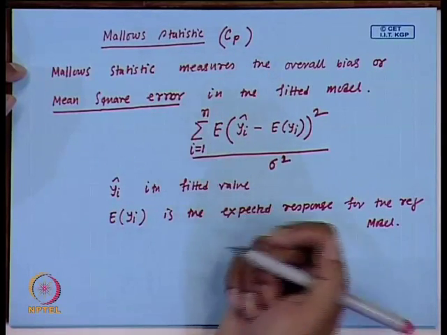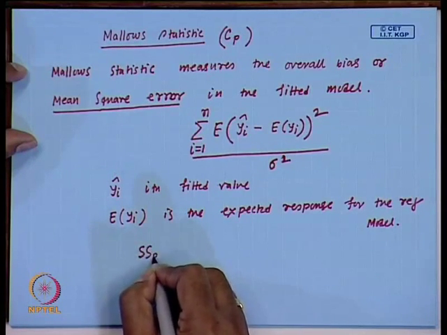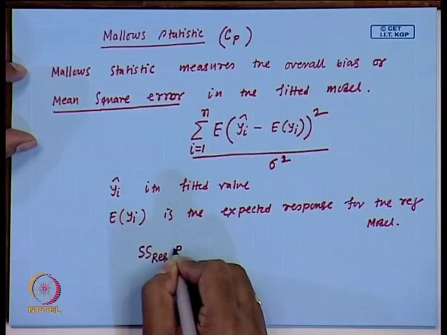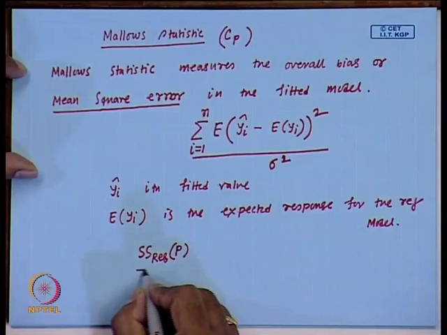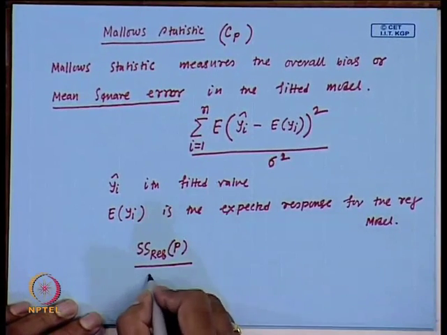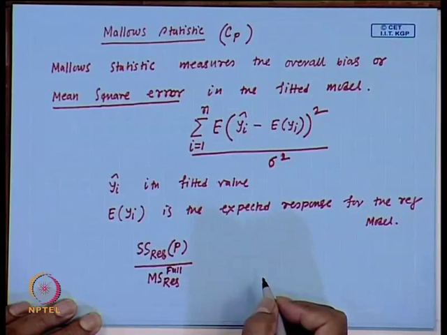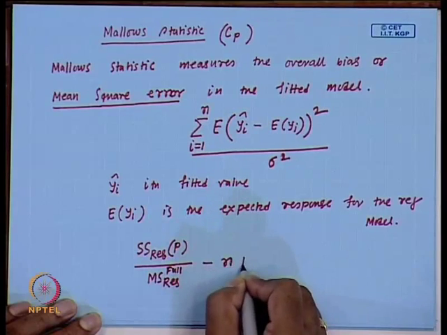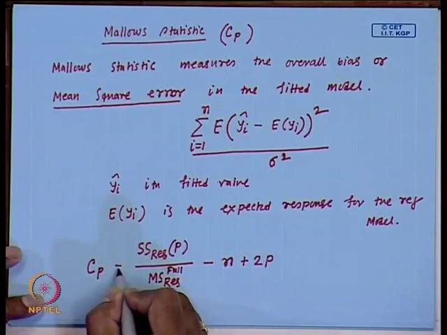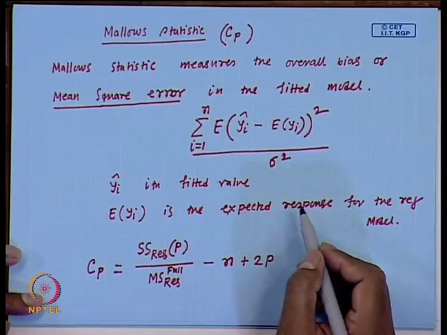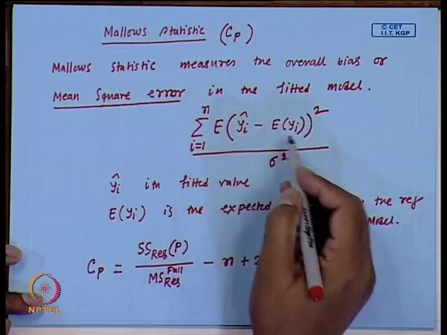It can be proved that this quantity can be estimated by SS residual for the model involving p minus 1 regressors, divided by MS residual, and this is for the full model of course, minus n plus 2p, and this one is denoted by Cp. I'm not going into the detail of why Cp is an estimate of this mean square error, okay, that's all.